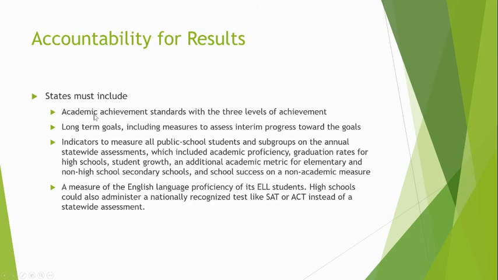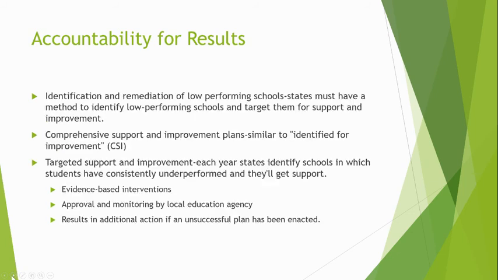States still must have academic achievement standards with 3 levels of achievement, long-term goals, including measures to assess interim progress towards the goals, and indicators to measure how all public school students and subgroups are performing on the statewide assessments, which shows proficiency, graduation rates, growth, and other academic metrics. Also, ELL students are expected to become more proficient, and high schools can administer the SAT or ACT instead of a statewide assessment.